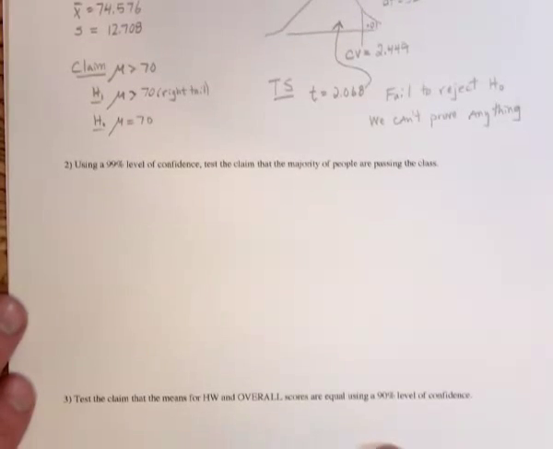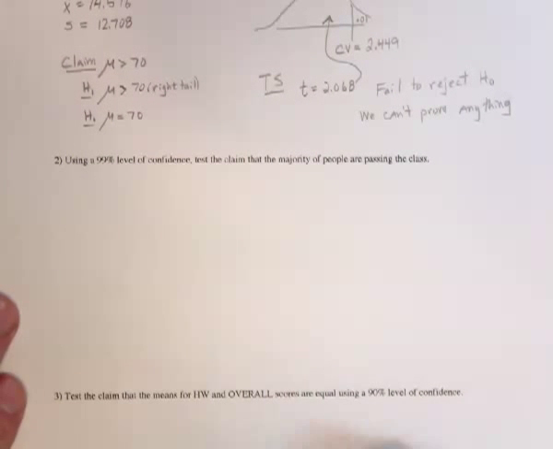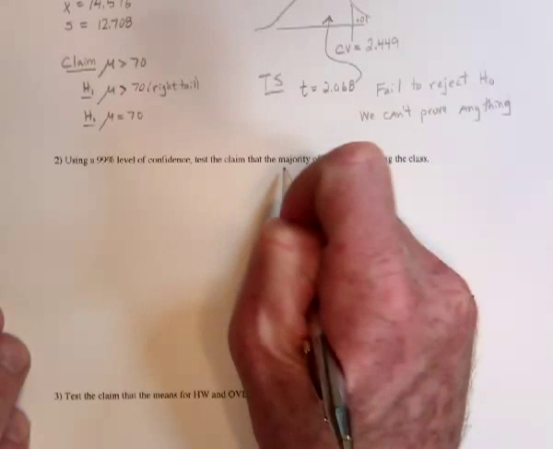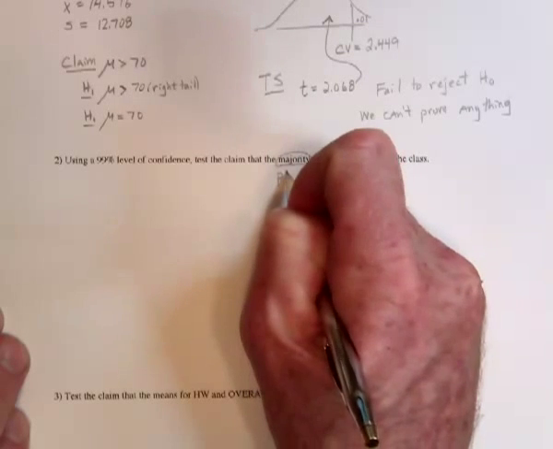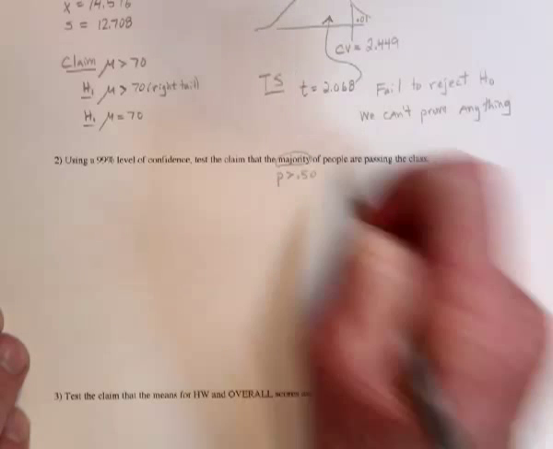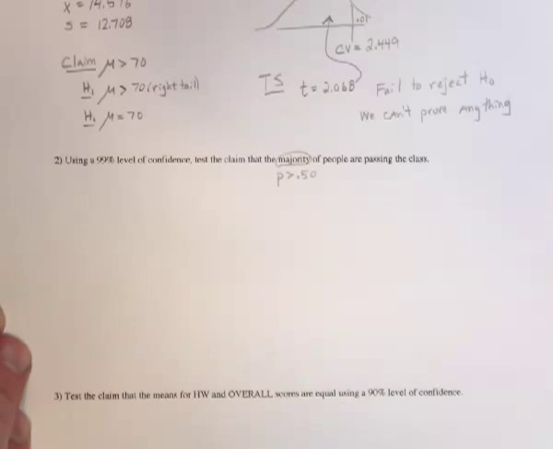Next is another hypothesis test. The key word in this one is majority. Majority means that the percentage is over 50%. So it's implying a simple majority. So that's a claim about proportions.